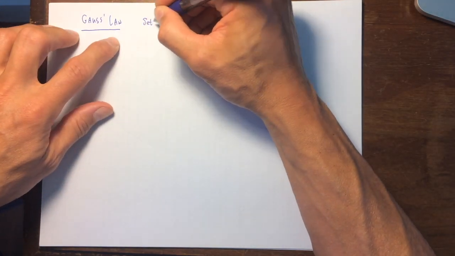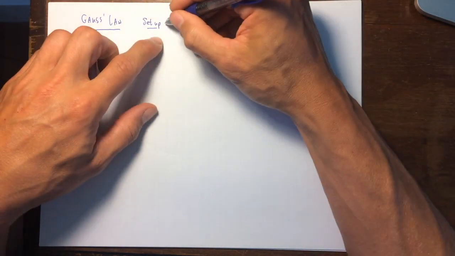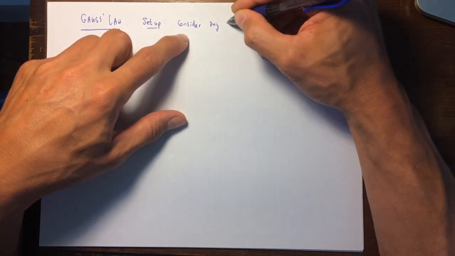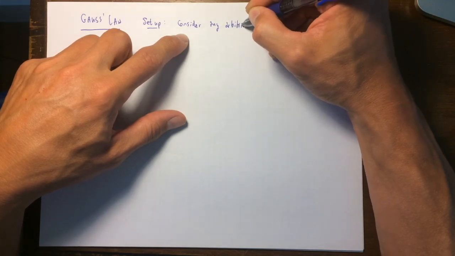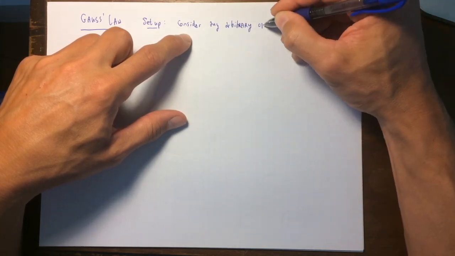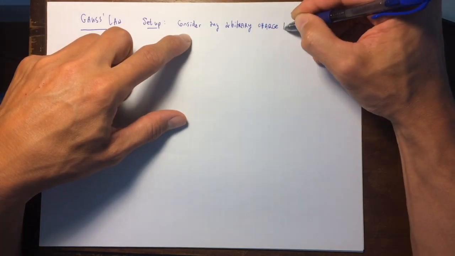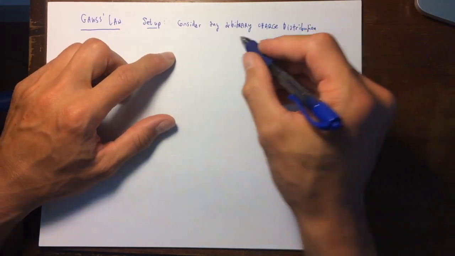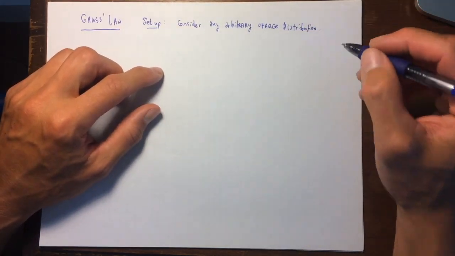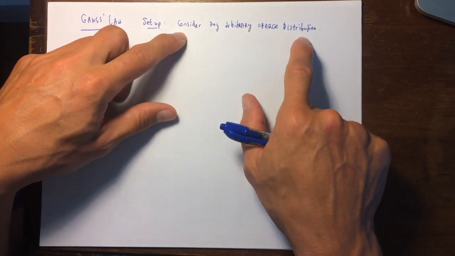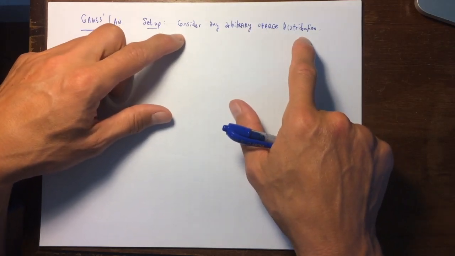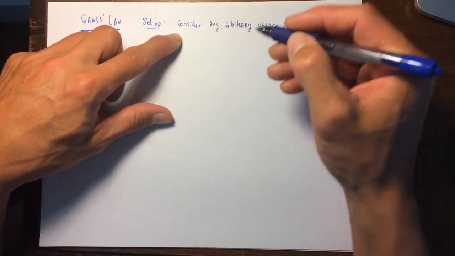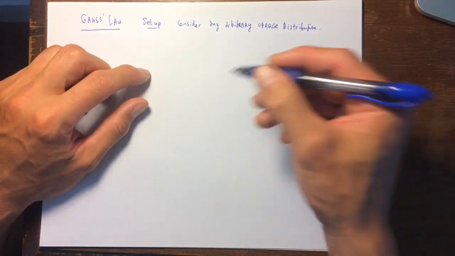Let me give you some setup. So the setup is this. Consider any arbitrary charge distribution. It can be point particles, it can be shells of charge, rods of charge, and it can be a combination of all of them. So consider any arbitrary distribution of electric charges.